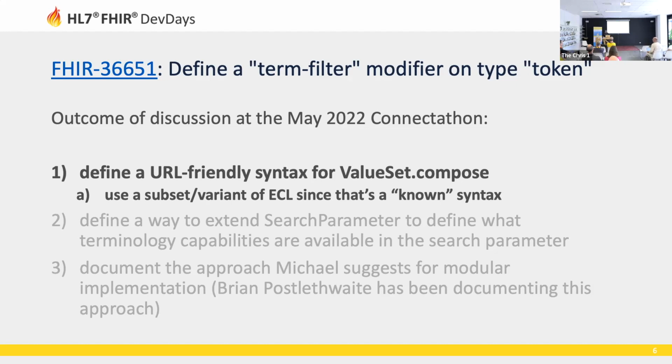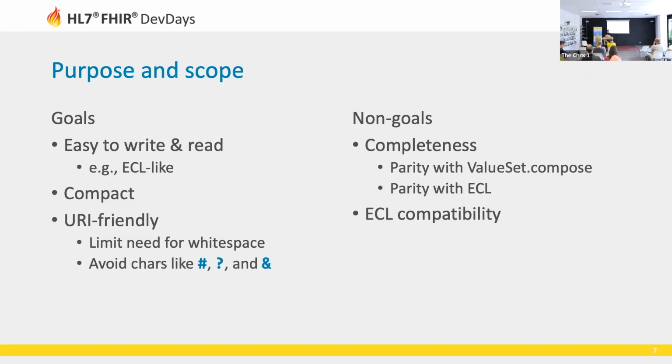There was a discussion at the May 2022 Connectathon, and there was a set of outcomes, and the key thing was a URL-friendly syntax for ValueSet.compose that uses a subset variant of ECL, and so that's where we went. So the goals were easy to write and read, compact, URI-friendly. One of the key goals is that we want to be able to use this in these implicit value set URIs. So we don't want to put in characters like hashes or question marks or ampersands, because then we'll have to percent encode them, and then they won't be readable. But we also don't want to force white space. It says in the design space that we don't want to have keywords as our separators for ands and ors or things like that. So we use punctuation for that.